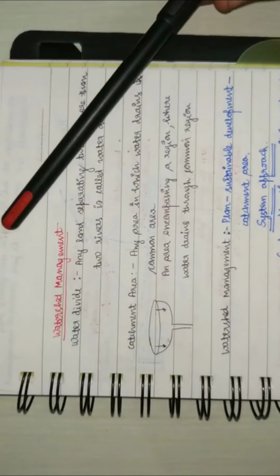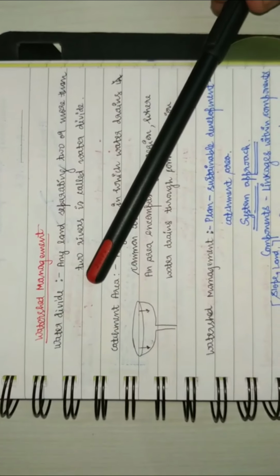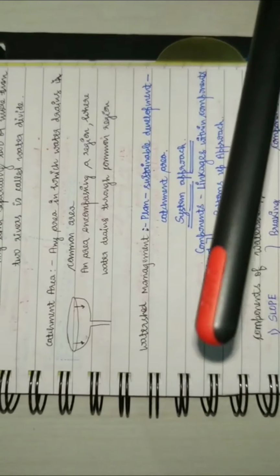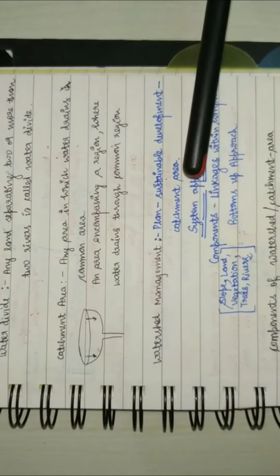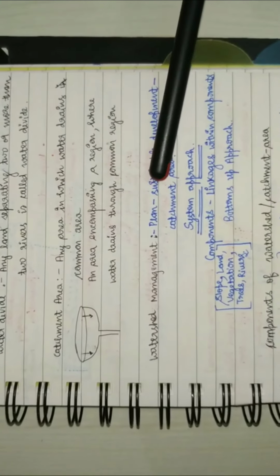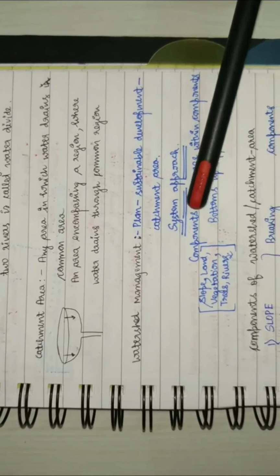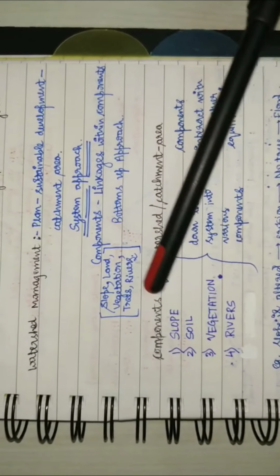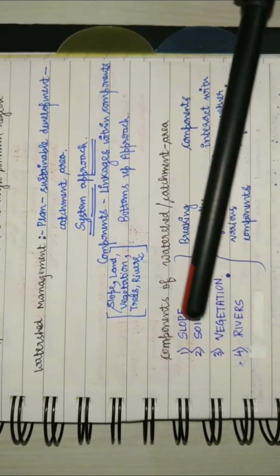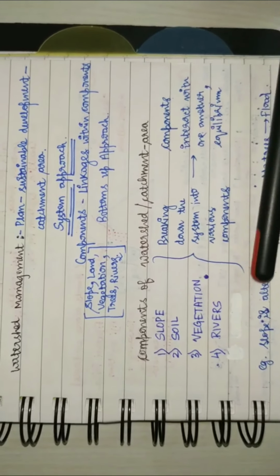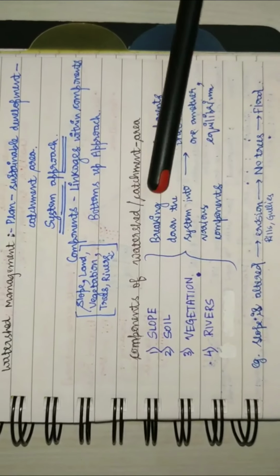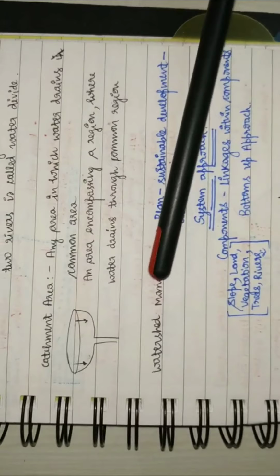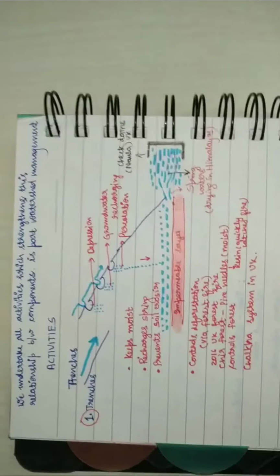We talked about what a water divide is. We talked about what a catchment area is. Then we talked about the different components of this catchment area and the various linkages. The better the linkage between the components, that is slope, soil, vegetation, and river, the better they interact, the better is the equilibrium. The better the equilibrium, the better the watershed management.